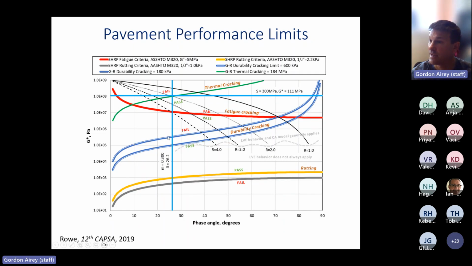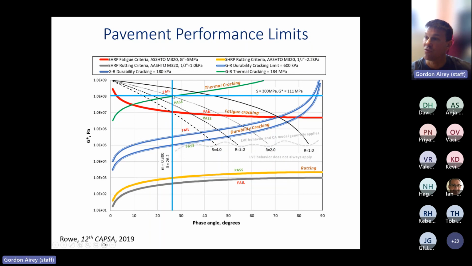cracking. So they're the two lines, the 600 kPa and the 180 kPa in terms of durability cracking, in other words, aging cracking. But we've also got parameters. If we go to the top here, we've got this green line, which is defined as the thermal cracking. If you remember the graph that I showed you where I had converted the BBR M value and the S value to a G star and a phase angle value, that corresponded to a G star value of 111 megapascals, which was equivalent to the 300 megapascals for the BBR value, and a phase angle of 26.2, which corresponded to the M value of 0.3.